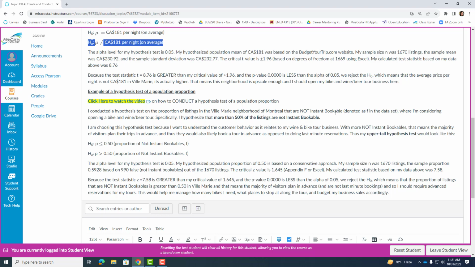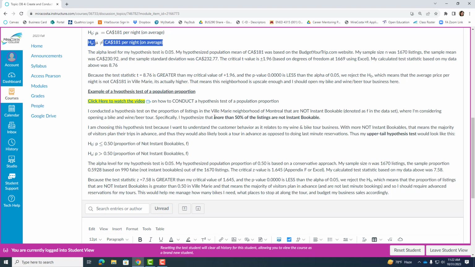Because what that means, instant bookable allows people to book Airbnbs last minute without talking to a host. Whereas I'm interested in those that are not instant bookable, meaning these are the listings that require advanced bookings, reservations, talking to a host, a lot of planning. Specifically, I hypothesize that more than 50% of listings are not instant bookable. So I'm taking a bit of a gamble. I think it's going to be more than 50% that are not instant bookable, just thinking about how vacations generally are. When you're traveling to someplace like Montreal, which is more of a vacation destination, I think it's going to involve advanced planning.